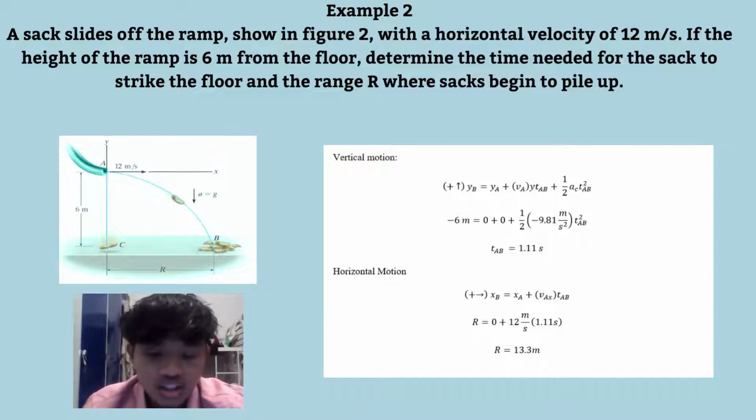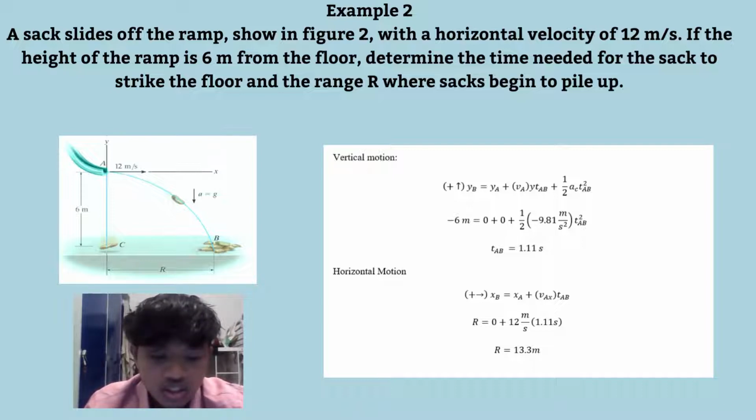Firstly, we find the time needed for the sack to strike the floor. We calculate the vertical motion. For vertical motion, we use the formula yD equal to yA plus vAy t plus 1 over 2 acceleration constant times t to the power of 2. We substitute all the information from the question into the formula and we get the time needed for the sack to strike the floor. The answer is t equal to 1.11 seconds.